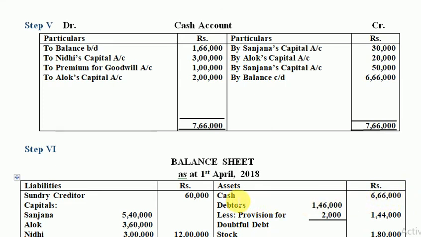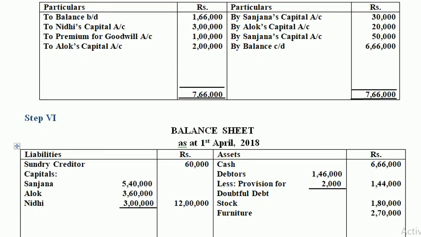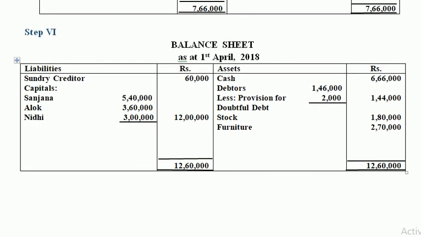6,66,000. Your cash changes from 1,66,000 in the opening balance sheet to 6,66,000 after all necessary adjustments are done. So we are going into the last step, which is the reconstituted balance sheet of the new firm. What is new is that you have to write the new capital, the second balance, remember 540, 360 and 3 lakh, not the original balance which was 590 for Sanjana, and for Alok it was a figure.